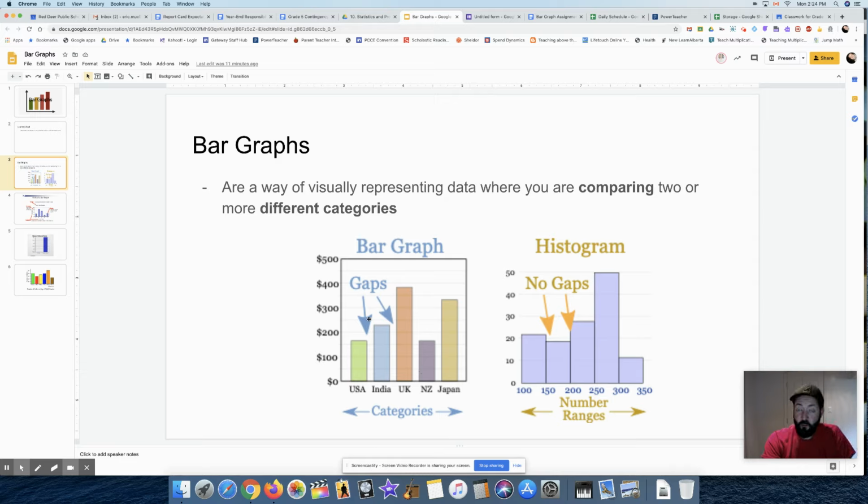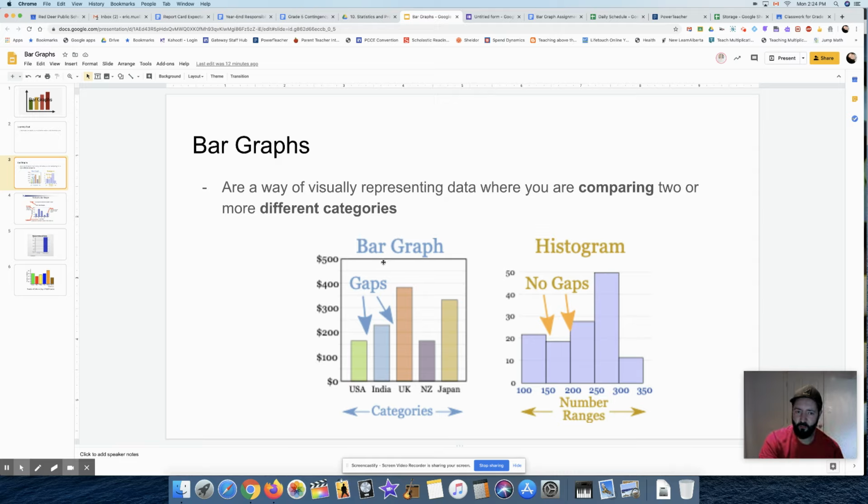Of course, whenever I'm teaching you what something is, it's always helpful to compare what it isn't as well. And in statistics and probability in this unit, there's actually a second type of graph called a histogram that looks very similar to a bar graph, but there are some key differences. So I just want to spend a little bit of time here going over the differences between a histogram and a bar graph.